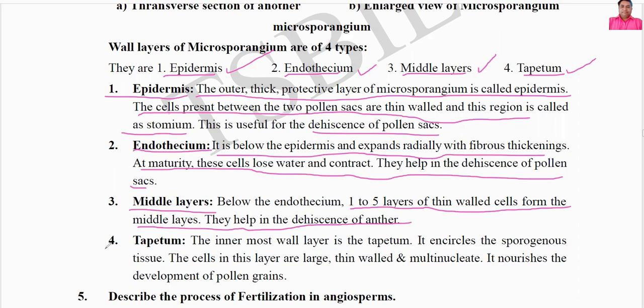Now the fourth one is the tapetum. It is the most important. The innermost wall layer is the tapetum. It encircles the sporogenous tissue. The cells in the layer are large, thin-walled, multinucleate, and it nourishes the development of the pollen grain. Now I will explain the picture easily for better understanding.